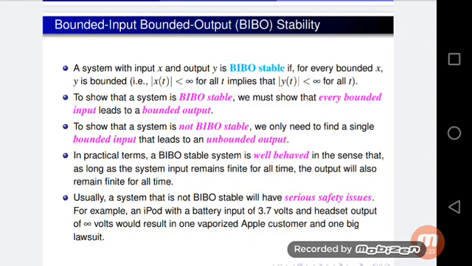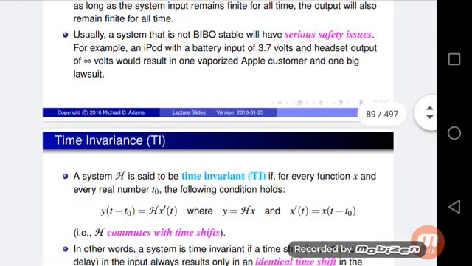Usually a system that is not BIBO stable can lead to serious safety issues. BIBO means that inputs and outputs are arranged within bounds. Systems that do not have this are known to have serious safety issues.